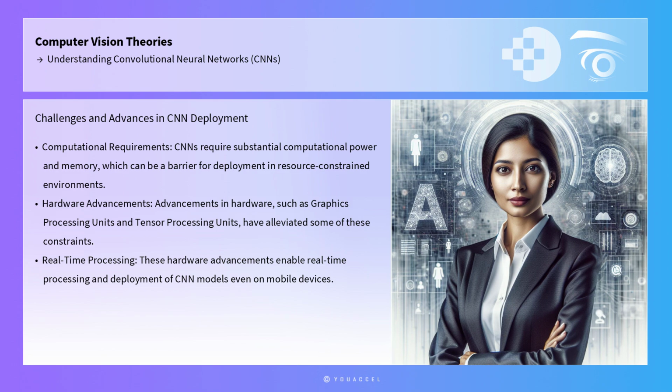In the realm of computer vision, CNNs have set the benchmark for performance, but understanding their limitations is equally important. CNNs require substantial computational power and memory, which can be a barrier for deployment in resource-constrained environments. However, advancements in hardware, such as graphics processing units and tensor processing units, have alleviated some of these constraints, enabling real-time processing and deployment of CNN models even on mobile devices.